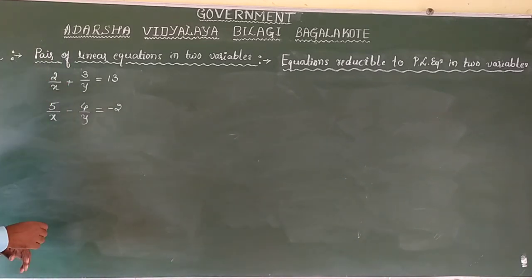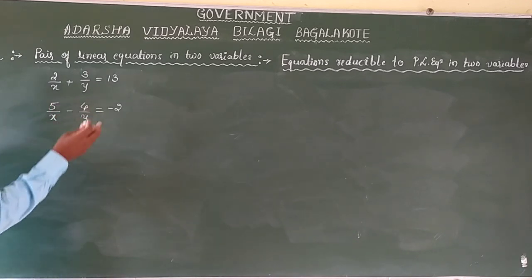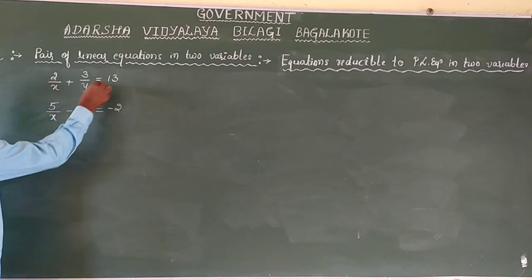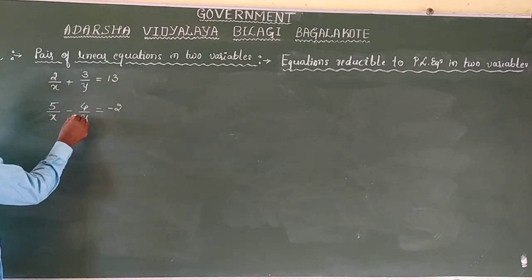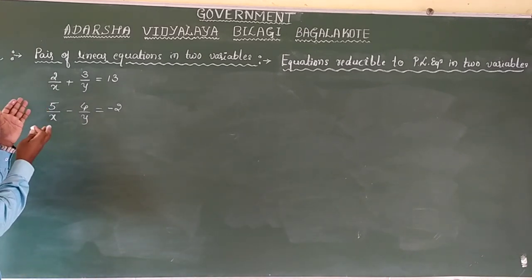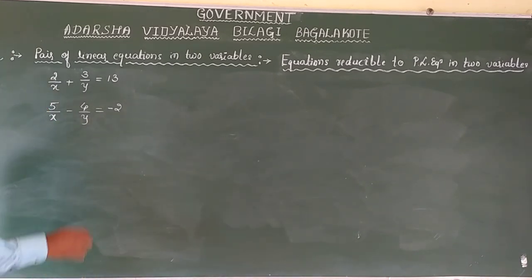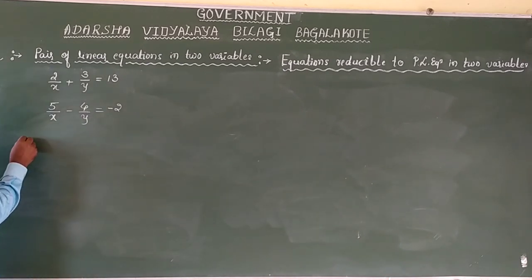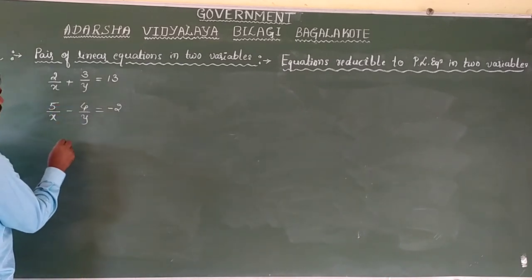Here the given equations are not in the standard form of the pair of linear equations, as we are observing here. 2 by x plus 3 by y is equal to 13 and 5 by x minus 4 by y is equal to minus 2. The given equations are not in the standard form of pair of linear equations. To make them a pair of linear equations in two variables, we have to reduce them. Let us reduce them.